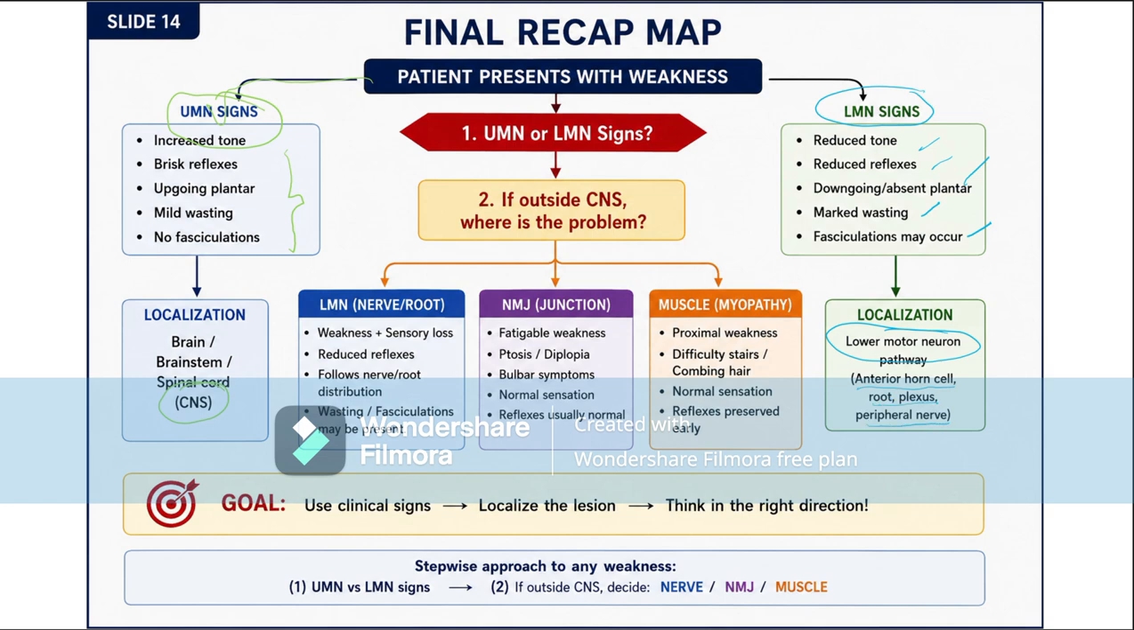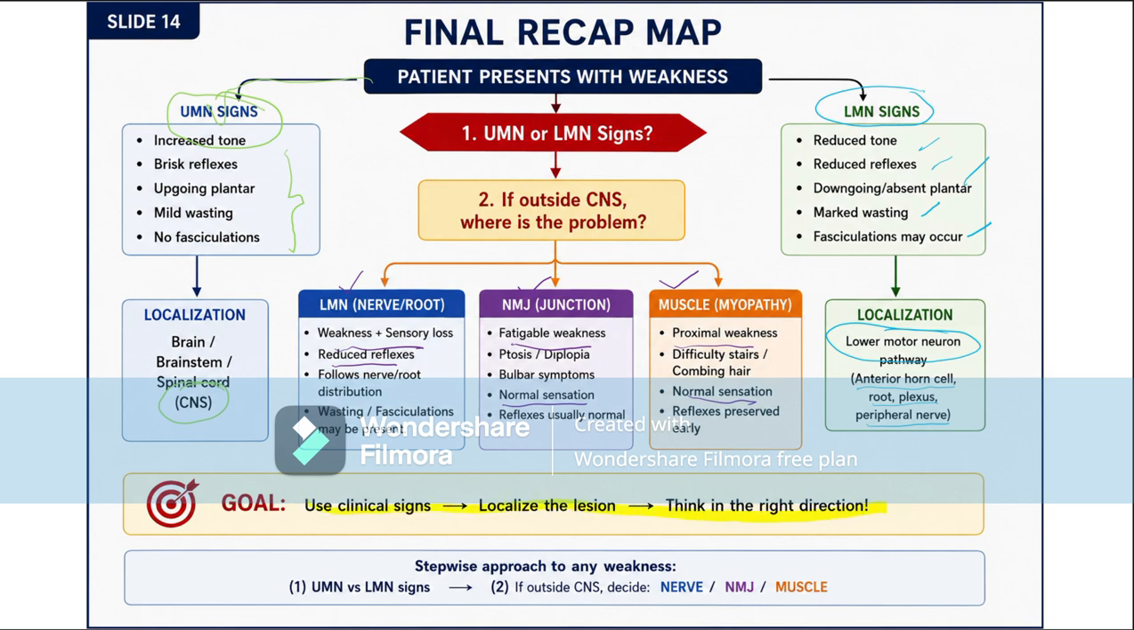But if the problem is outside the central nervous system, remember it is not always lower motor neuron disease. It may be the lower motor neuron, the neuromuscular junction, or the muscle. Sensory loss with reduced reflexes points toward nerve or root. Fatigable weakness with normal sensation points toward the neuromuscular junction. Proximal weakness with normal sensation points toward muscle. So the goal is simple. Use clinical signs, localize the lesion, and then think in the right diagnostic direction.